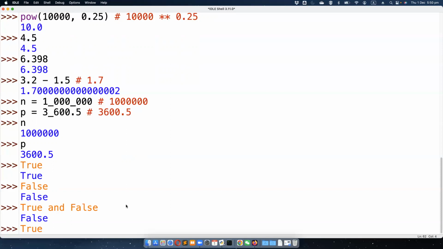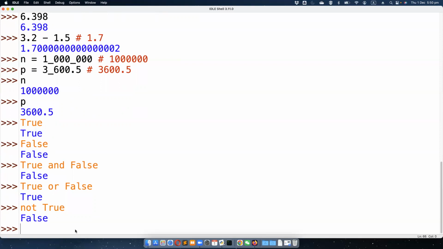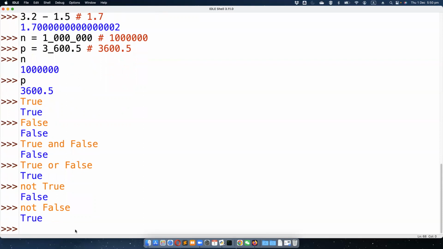How about True or False? The result will be True because for or, if either value is True, it will produce True as a result. And we also got not True. That's the negation of the operand. So for not, we only have one operand. So you got False. For not False, that's just the opposite. That will produce True.